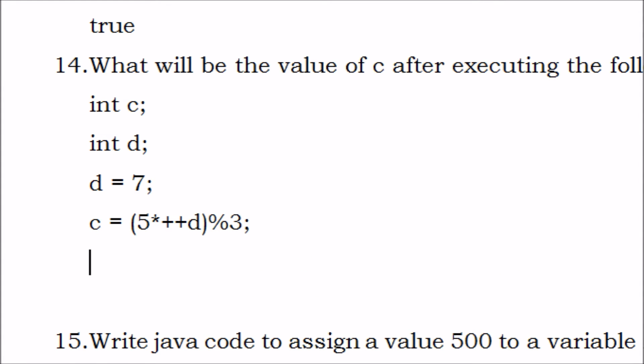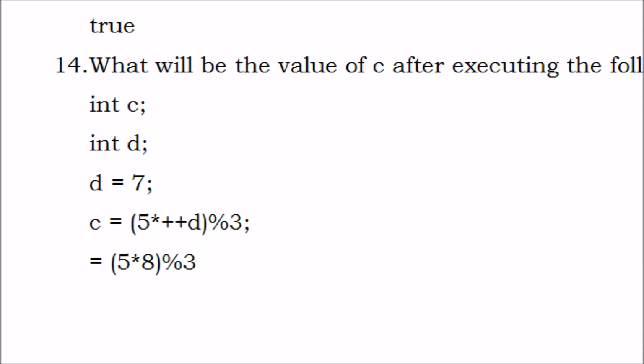Okay, we have to place the values again. Since this thing is written in brackets, we have to solve it first, and inside the bracket we have a pre-increment operator. So we have to increment D first, and we'll consider the incremented value only. So inside the brackets, 5 multiplied by the value of D, which is 7, so 7 becomes 8, and the value of D is 8 now. Okay, I'll write the rest of the portion as it is, modulus 3.